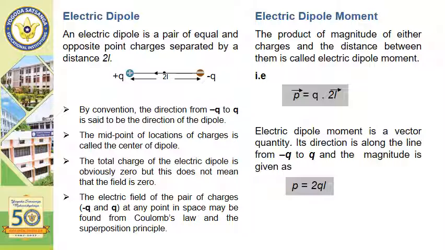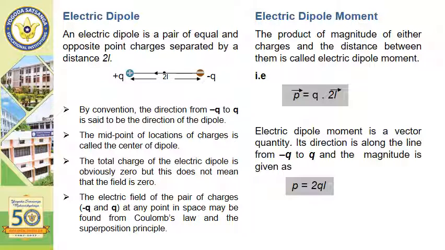These two charges are negative as well as positive, but that doesn't mean that the field is 0. There will be some field, and that electric field of the pair of charges at any point in space may be found from Coulomb's law and by the use of the superposition principle. Here for the dipole we have to discuss another topic, which is electric dipole moment, which is defined as the product of magnitude of either charge and the distance between them. Mathematically it can be represented as vector P equals q into 2L.